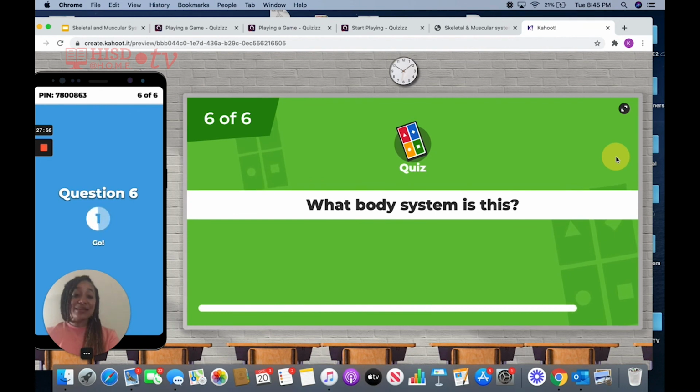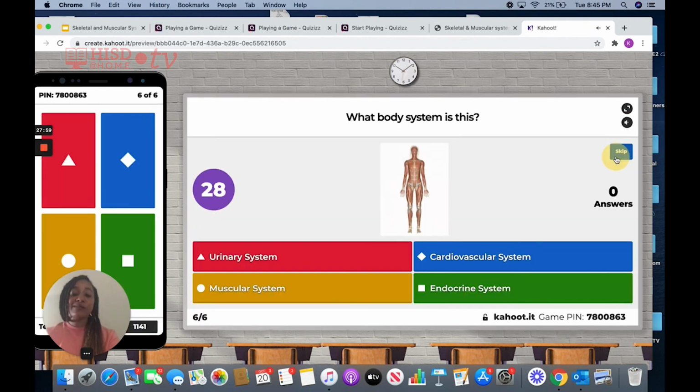What body system is this? Let's see if we can go 6 for 6. Is this the cardiovascular system, muscular system, endocrine system? Any ideas? We have plenty of time, so I promise I'll get this one in on time.